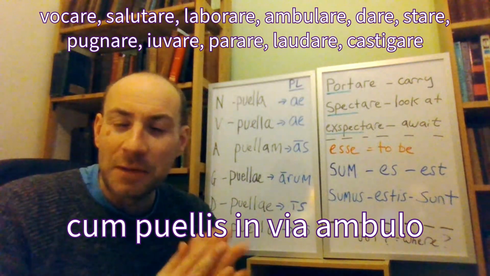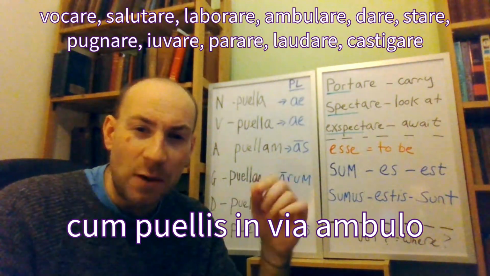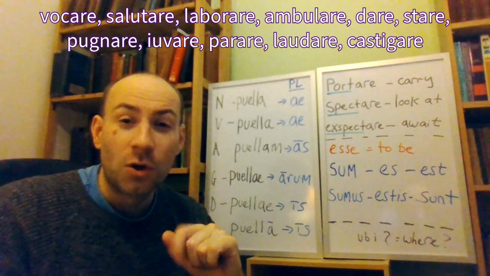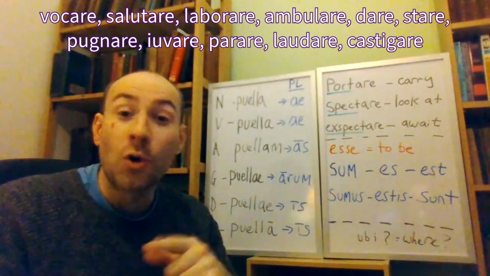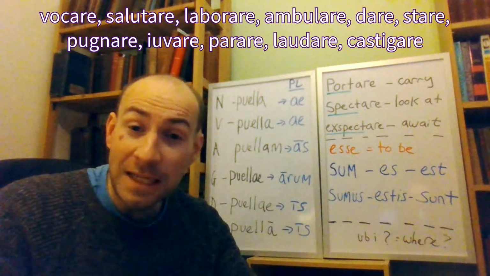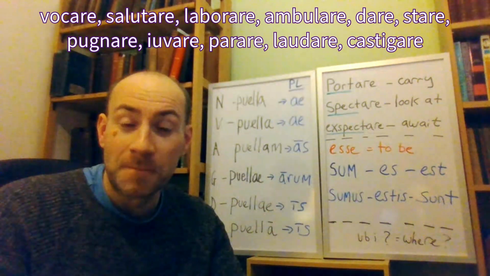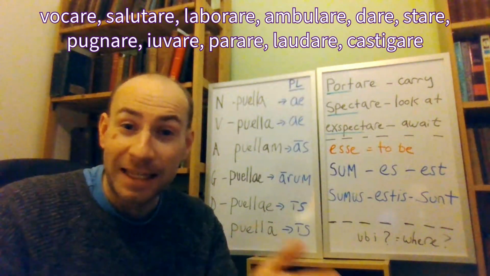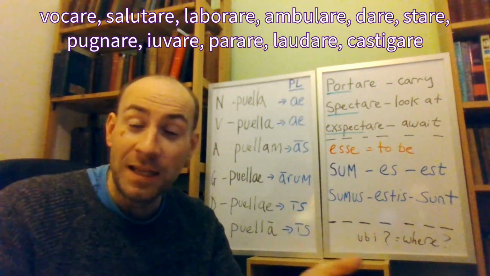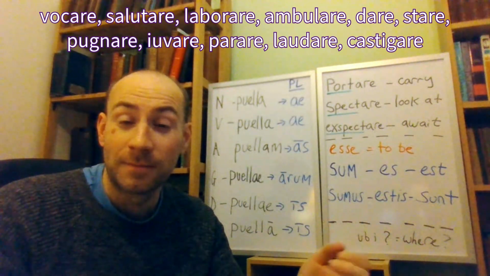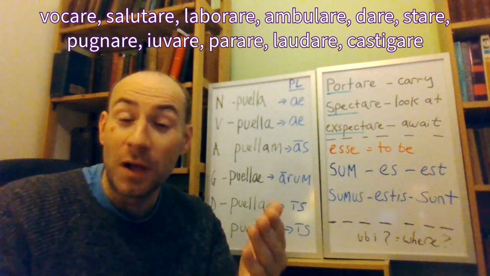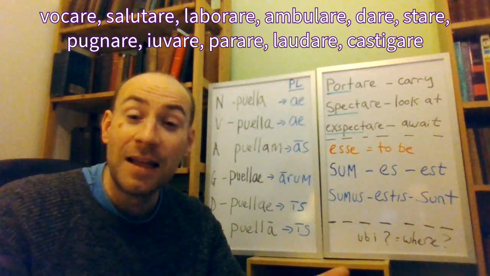What other places did we have that we could use with in? In via. What about in the kitchen? What's kitchen? Culina. In culina. The slave girl works in the kitchen. Ancilla in culina laborat. Today, hodie, ancilla in culina laborat.